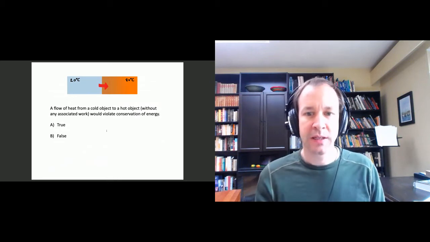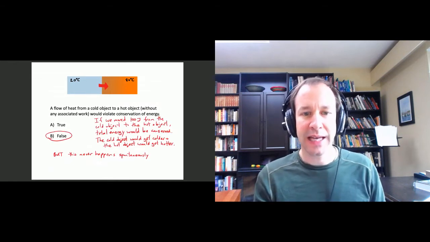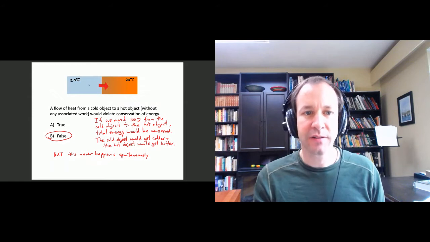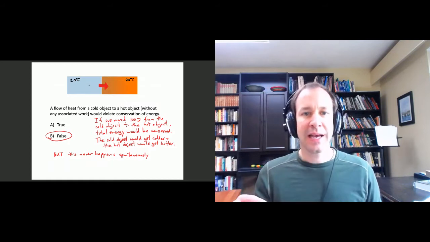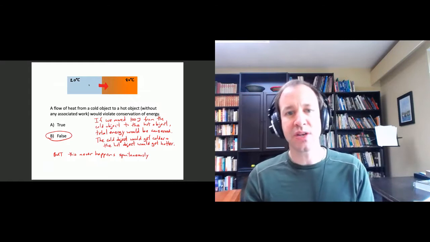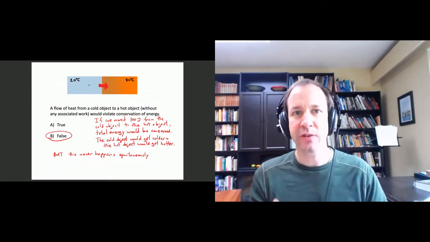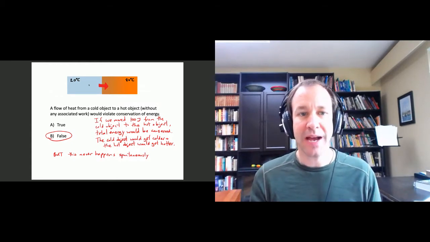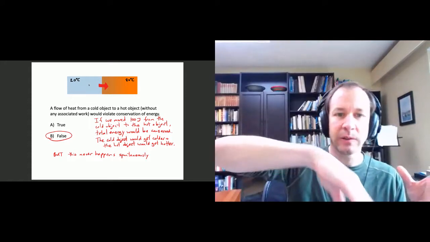Okay, so the answer is that it wouldn't violate the first law of thermodynamics. In principle, I could imagine taking some energy here from the colder object and transferring it to the warmer object. And as long as the amount of energy that I take out of the cold object is the same as the amount of energy that goes into the warm object, then energy is going to be conserved. So I could imagine a process where I take 100 joules of energy from the cold object.